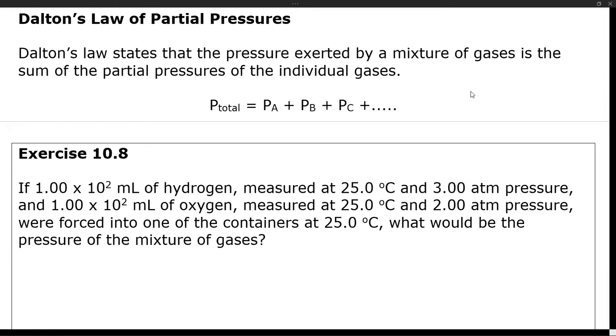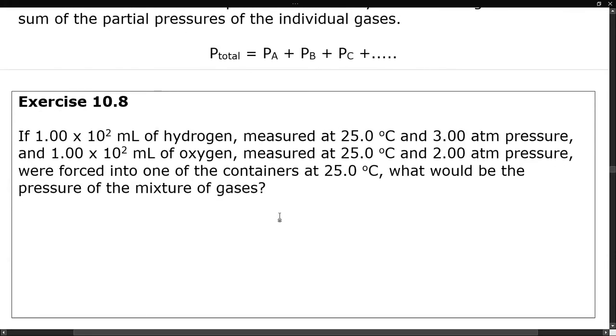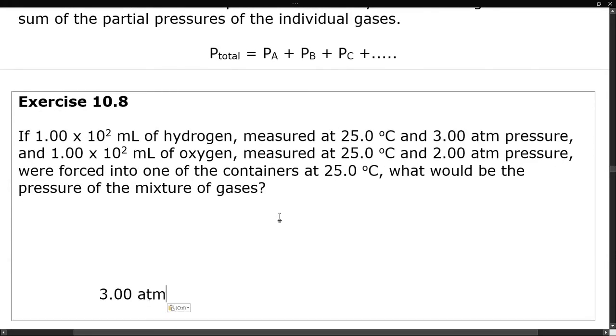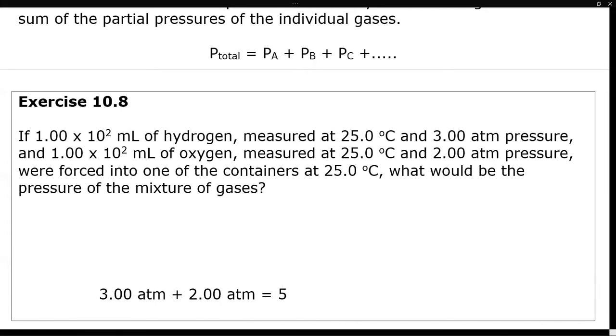So if we look at an example, we've got hydrogen and oxygen gas, both at the same volume and the same temperature. And if you push them all into one container of the same volume at the same temperature, the pressures are therefore going to add together. So we could do this and say, all right, we've got 3 ATM, and then we're going to add to it the 2 ATM from the problem. And guess what that equals? 5 ATM.